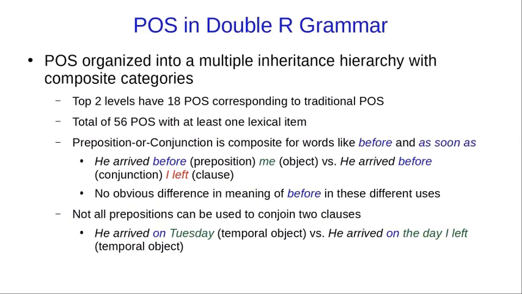In double R grammar, parts of speech are organized into a multiple inheritance hierarchy with composite categories. At the top two levels, there are 18 parts of speech which correspond closely to the traditional parts of speech. In total, there are 56 parts of speech with at least one lexical item associated with the part of speech.